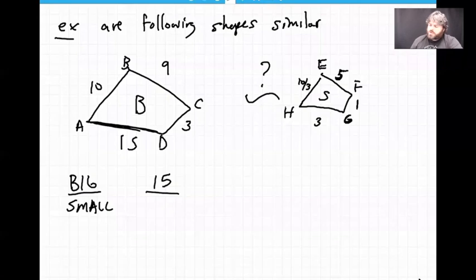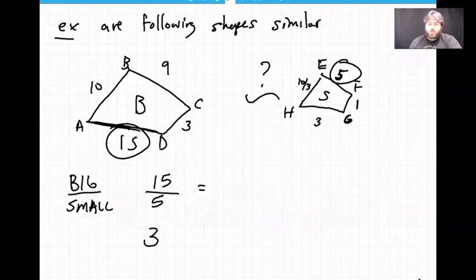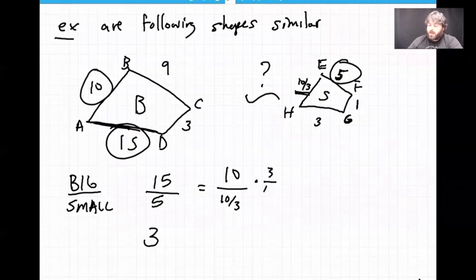So 15, the largest side over the largest side here, that's a ratio of 3. It should equal all the other ratios. So the second largest side is a 10, and the second largest side here is actually 10/3, because 10/3 is 3 1/3. If I divide 10 by 10/3, I flip and multiply, and I get 3 again. So far we're looking good. We should be getting 3 as this common ratio here.